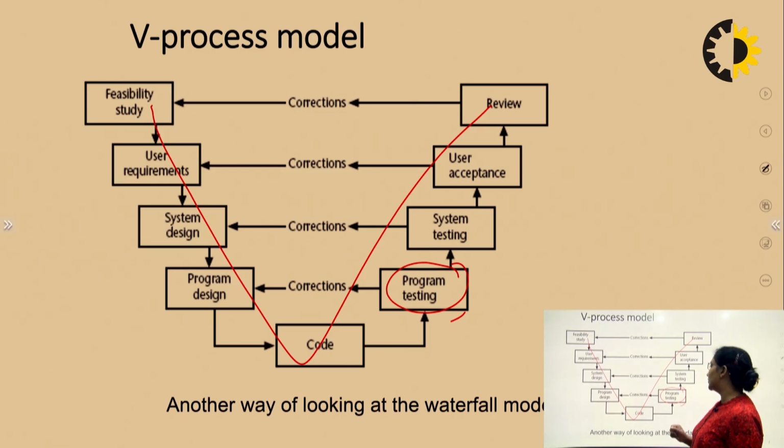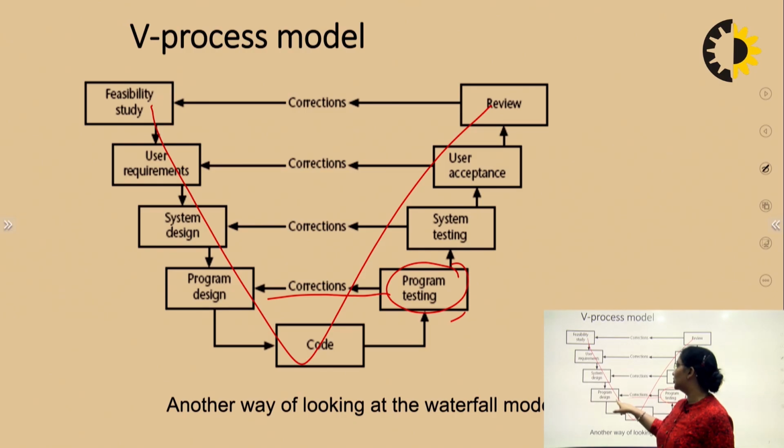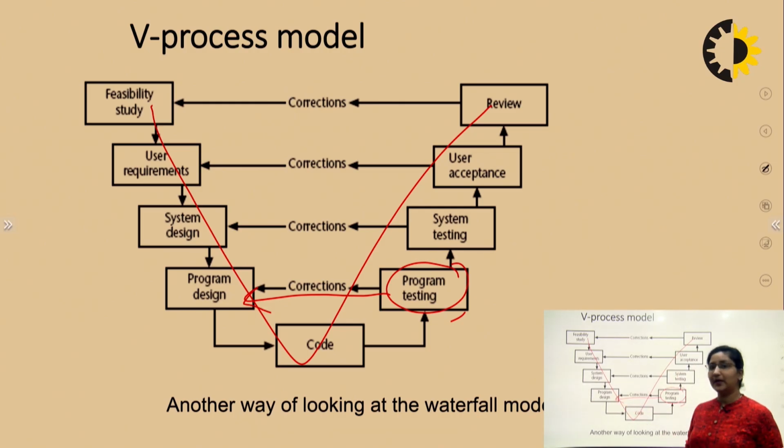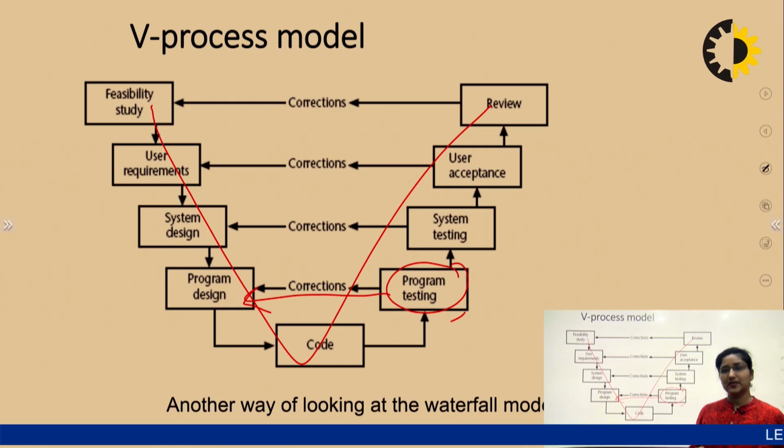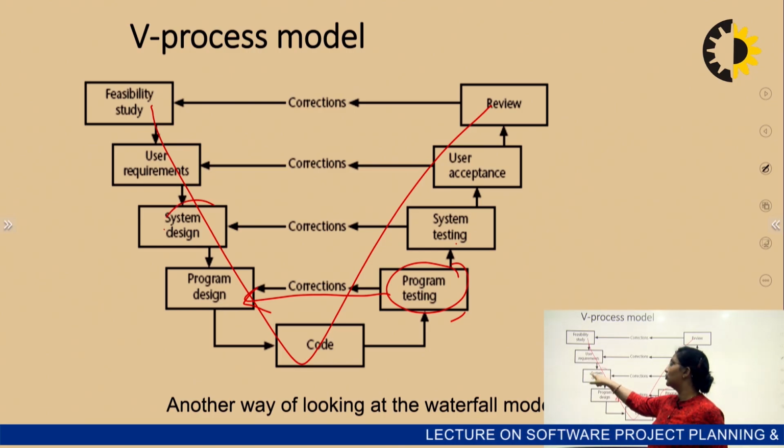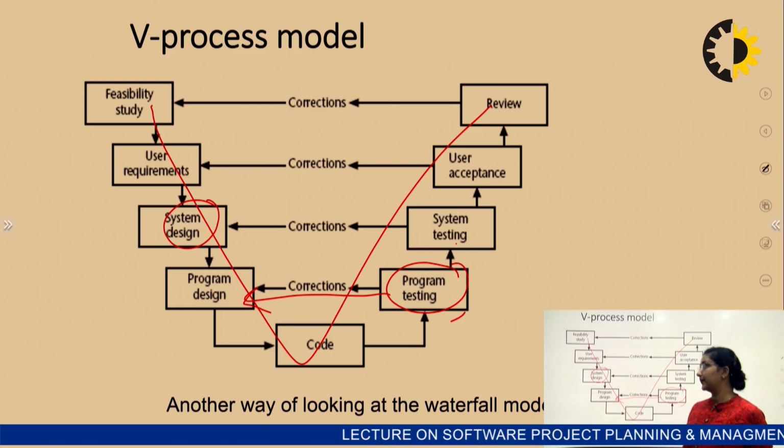To do those corrections, we can directly go to the program design, but we cannot move from program testing to the system design. So the ladder is fixed, the level is fixed, which step can be used to move to which particular step. Similarly, after program testing comes the system testing. Now from this system testing, if any corrections occur, then it will go to the system design.